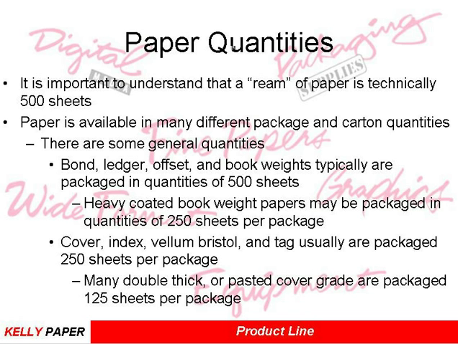Heavy coated book weight papers may be packaged in quantities of 250 sheets per package and may have 8 or even 6 reams or packages rather in the carton. Remember, 250 sheets would not be a technical ream. It would be a package, so that 2 of those packages would be a technical ream. So you can see why customers may ask for a ream, but they're actually asking for a package. So always clarify that point.